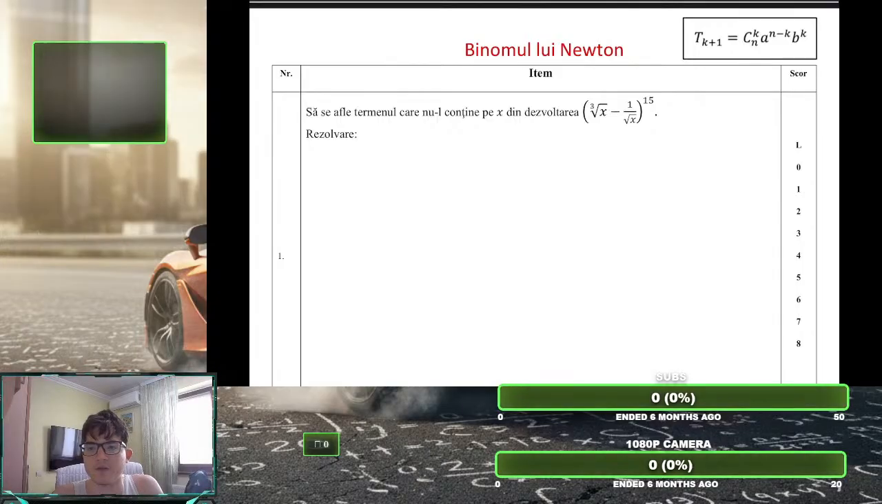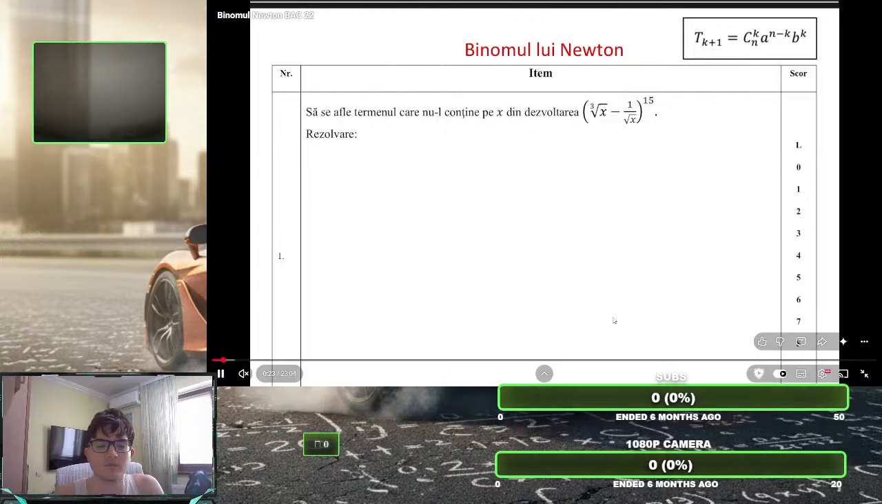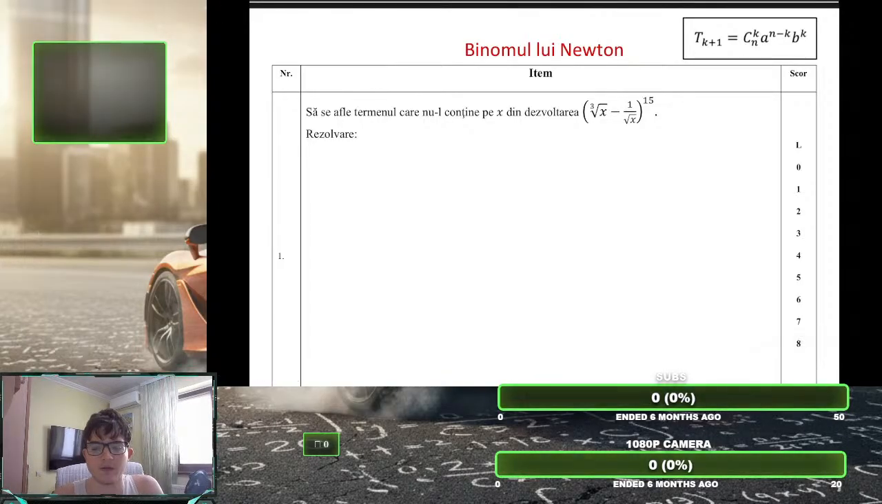Power of 15, this means that n is 15, and you just plug it in, work with what you can, find out what k is, so you can find c from there, work it out, work with c and stuff. So that's it. So let's get it.